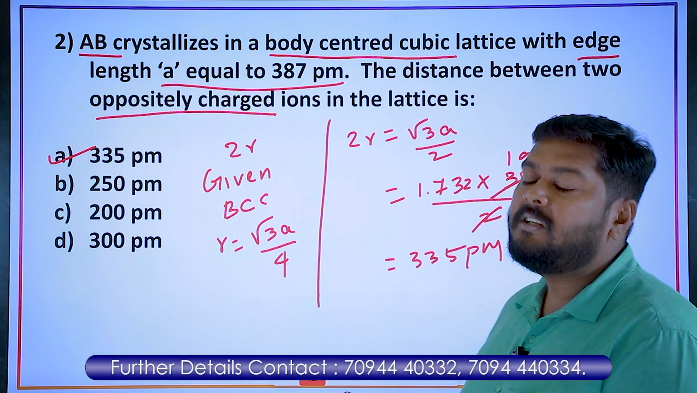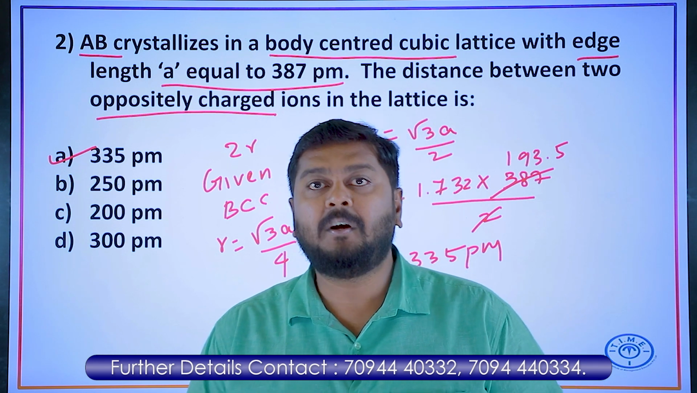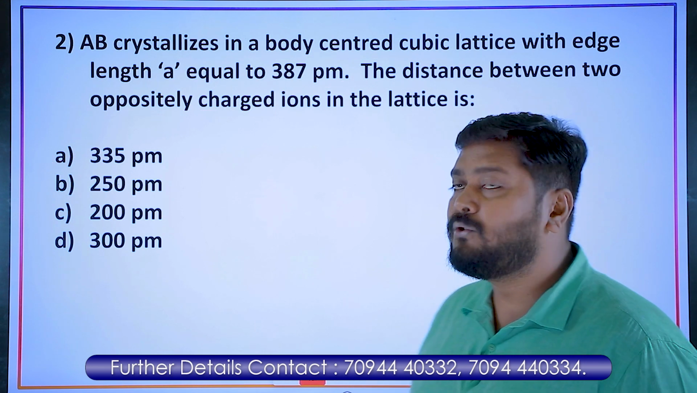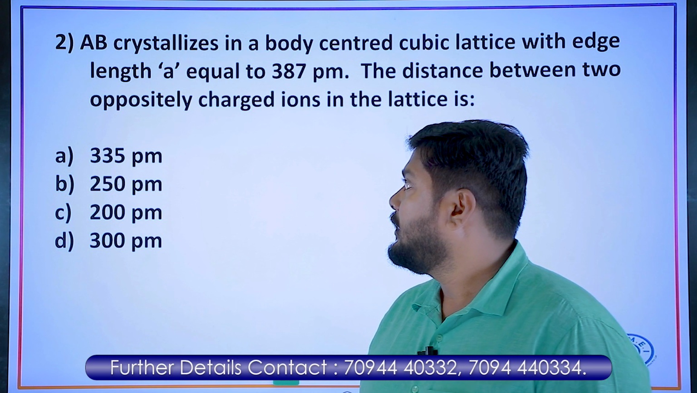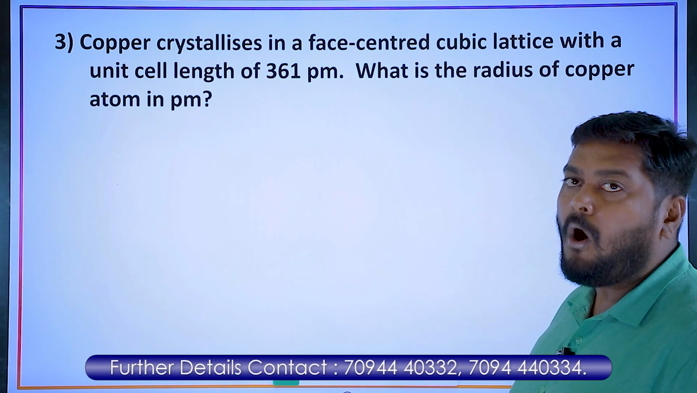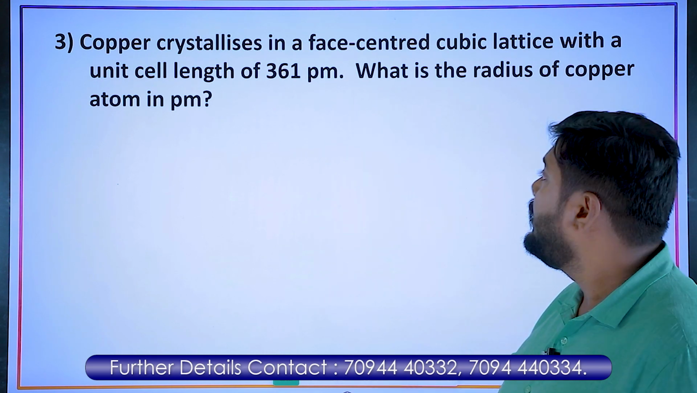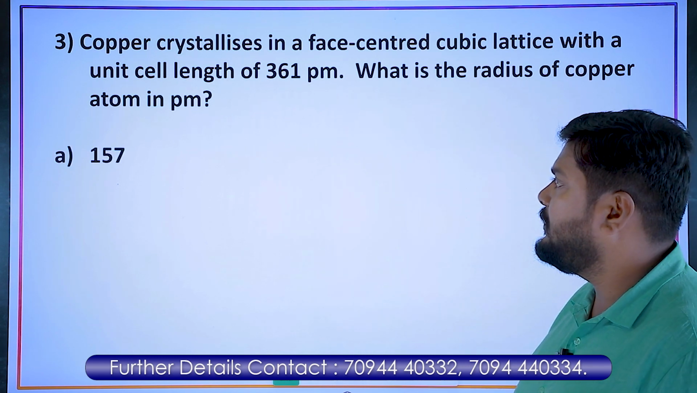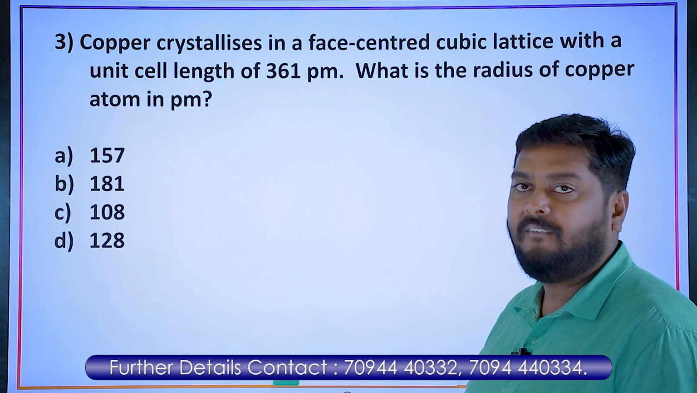So we have discussed two questions, in face centered cube as well as body centered cube. Likewise I gave you two questions for your practice, so I can know whether you have understood these concepts or not. First question: copper crystallizes in FCC with an edge length of 361 picometer. You are asked to find the radius of the atom. The options are A 157, 181, 108 and 128.